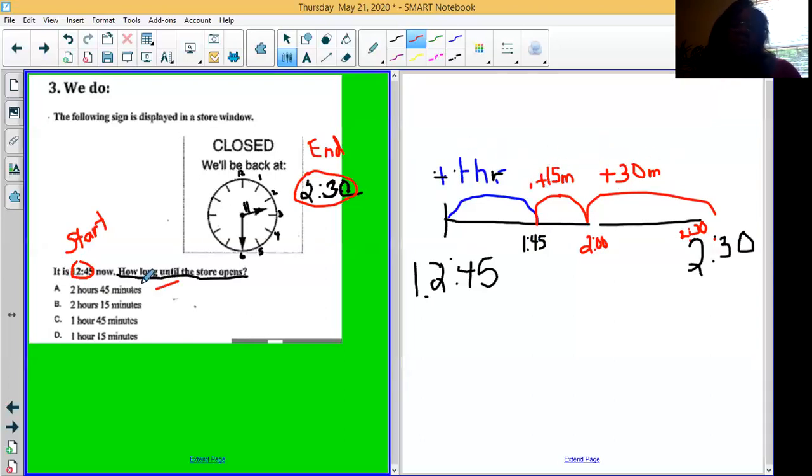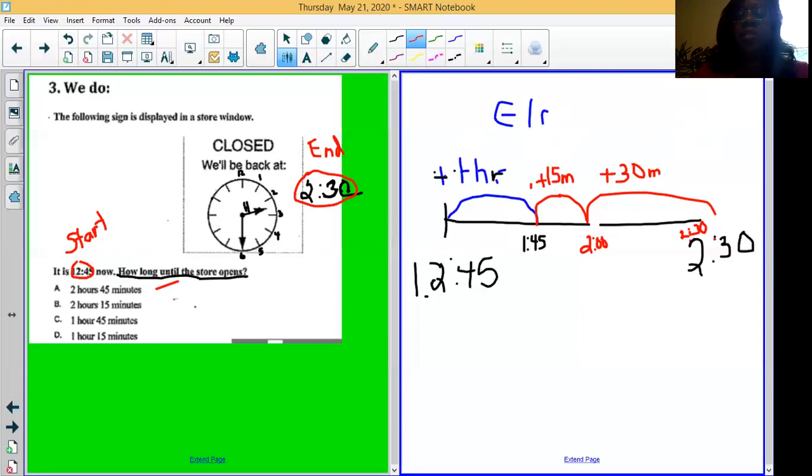We have to add this up to figure out our time, how much elapsed time. So our job was to figure out the elapsed time, okay? How much time elapsed. All right, so we know we have 1 hour, so we'll just put 1 hour. There's nothing to add to that. Then we take the 15 minutes and the 30 minutes and add it together.